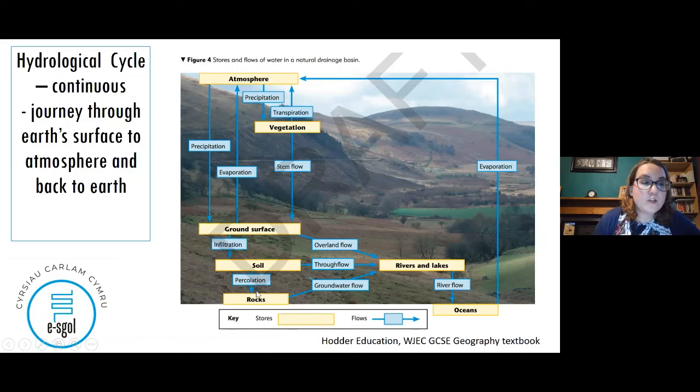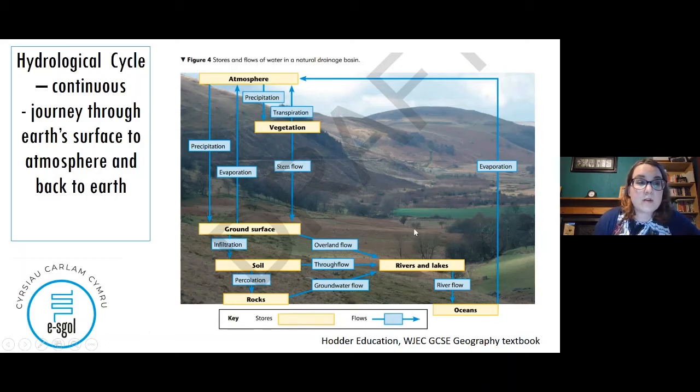This means that water can enter a river channel in 3 different ways: from the soil, from the rocks underneath, or directly from overland flow. Once in the river, the water is carried out of the drainage basin and back to the sea as channel flow. The hydrological cycle can be impacted by both permeable and impermeable rock.